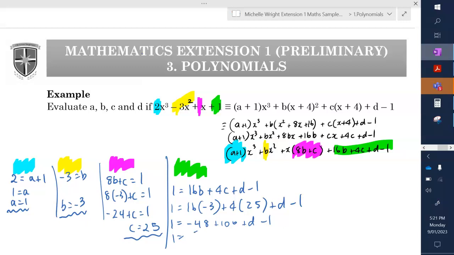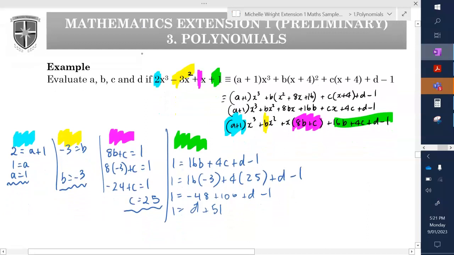So 1 is equal to, we've got minus 48 plus 100, take away 1, we'll get 51 is equal to, d plus 51. Let's go minus 51, minus 51. So what we're going to end up with is minus 50 is equal to d.